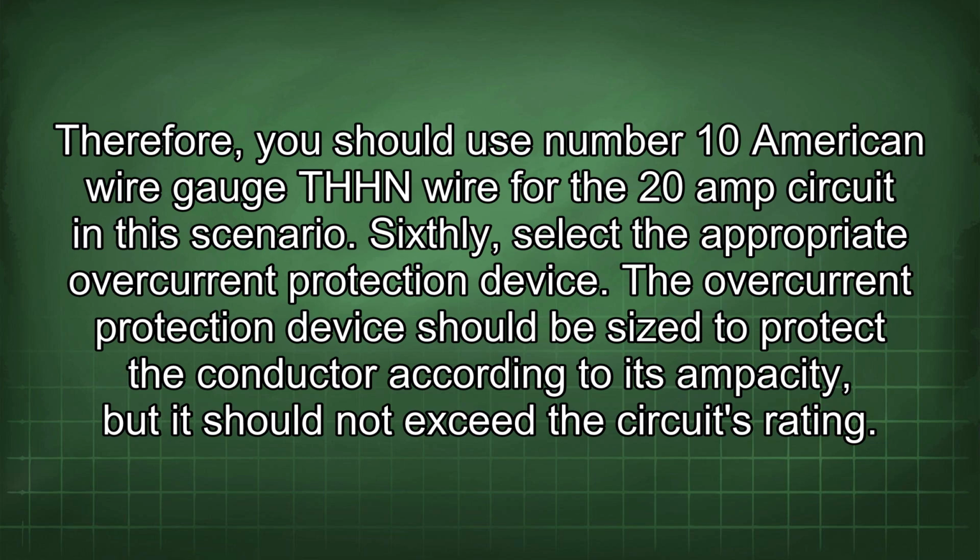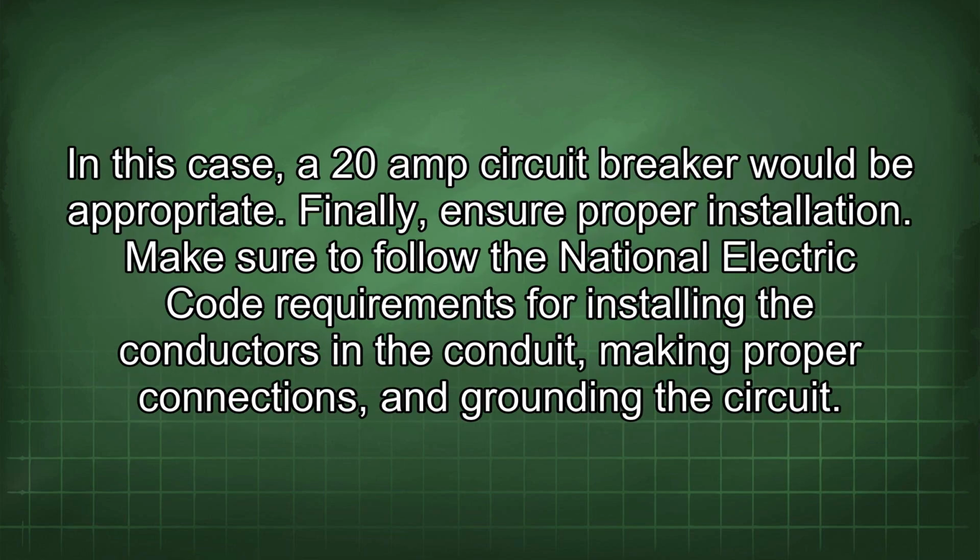Sixthly, select the appropriate overcurrent protection device. The overcurrent protection device should be sized to protect the conductor according to its ampacity, but it should not exceed the circuit's rating. In this case, a 20 amp circuit breaker would be appropriate. Finally, ensure proper installation. Make sure to follow the National Electric Code requirements for installing the conductors in the conduit, making proper connections, and grounding the circuit.